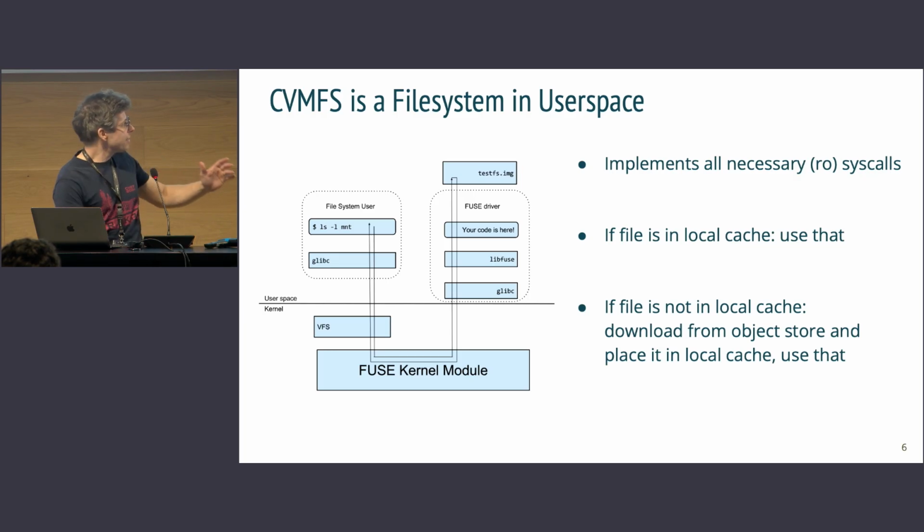And so what does CVM-FS actually do with these system calls? The concept is very simple. You access a file, and if we have this file in our local cache, we open that and use it. If it's not in the local cache, we download it from the object store. These are the servers that we were talking about already. We place it in the local cache, and then we use it from there.